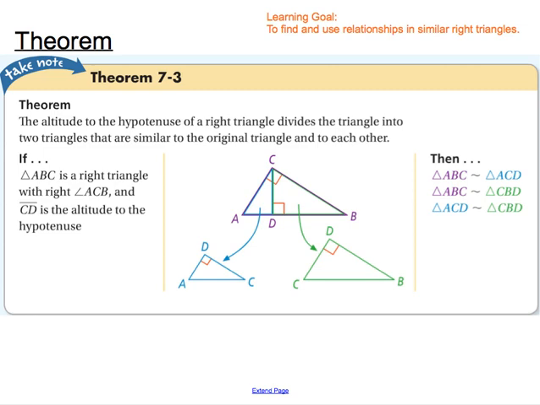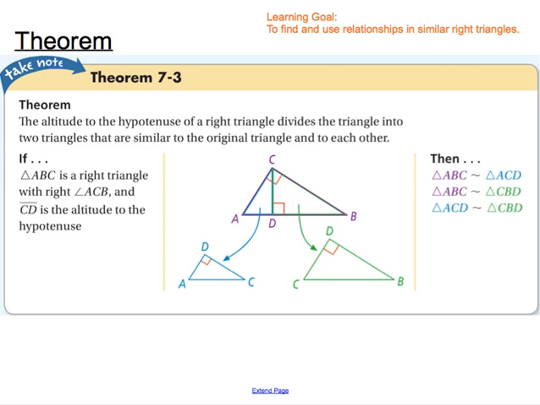The primary focus of this entire lesson is on the following theorem. It states that the altitude to the hypotenuse of a right triangle divides the triangle into two triangles that are similar to the original triangle and to each other.